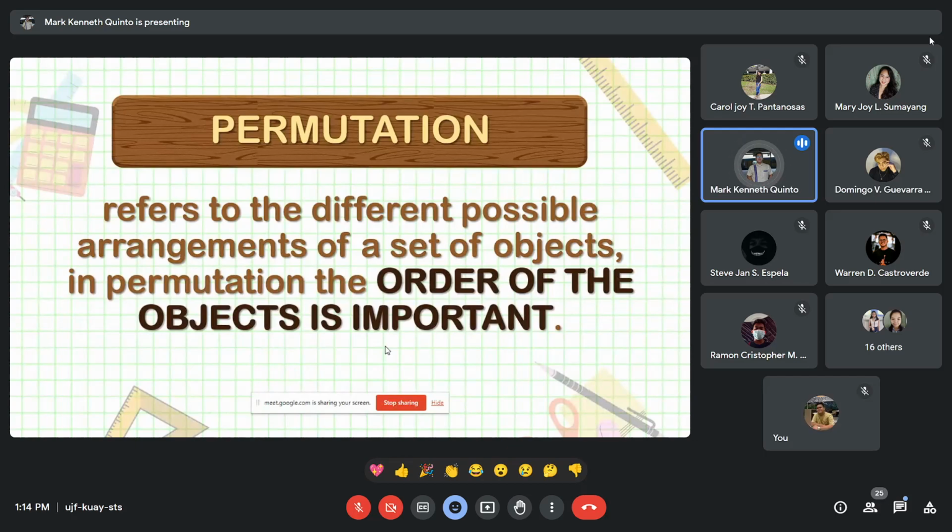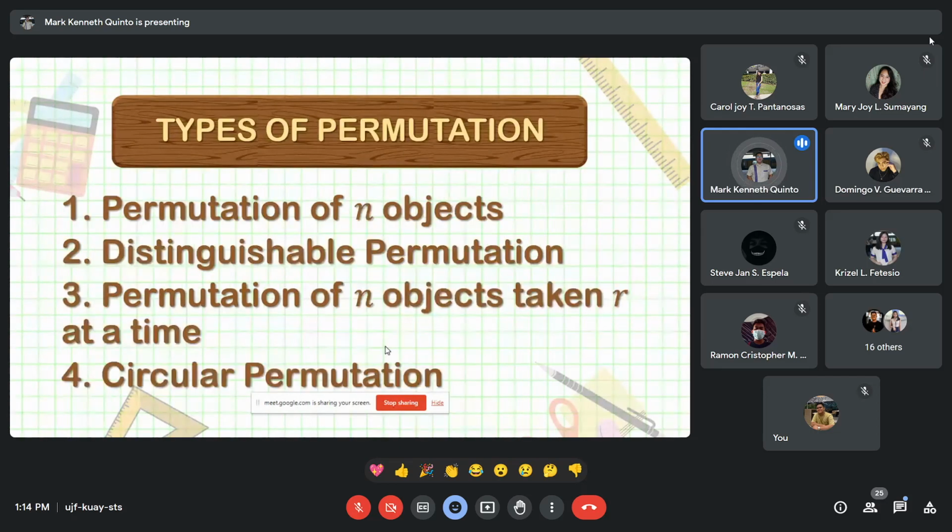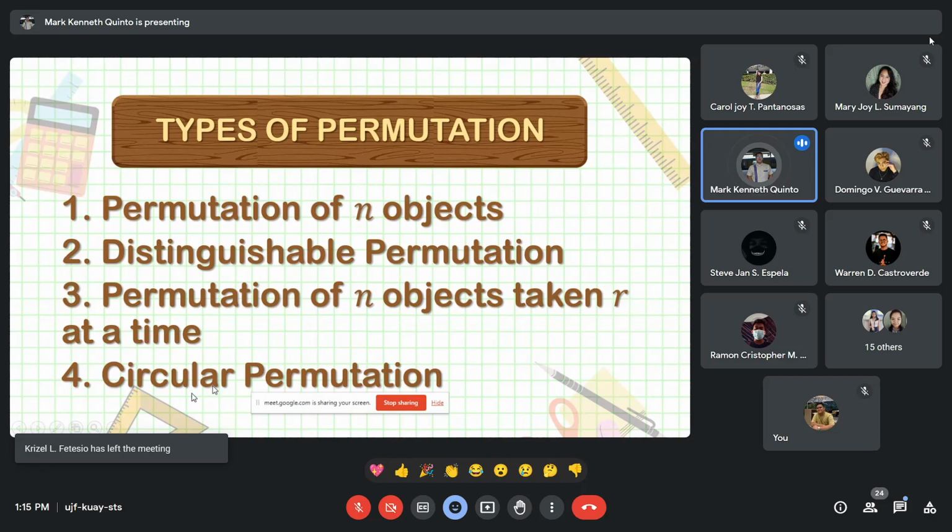When we say permutation, it actually refers to the different possible arrangements of a set of objects. In permutation, the order of the objects is important. I want you all to remember that when you say permutation, the order of the objects is really important. There are actually four types of permutation. The first one is the permutation of n objects, or the other term for this one is the linear permutation. I think some of you are actually familiar with the term linear permutation.